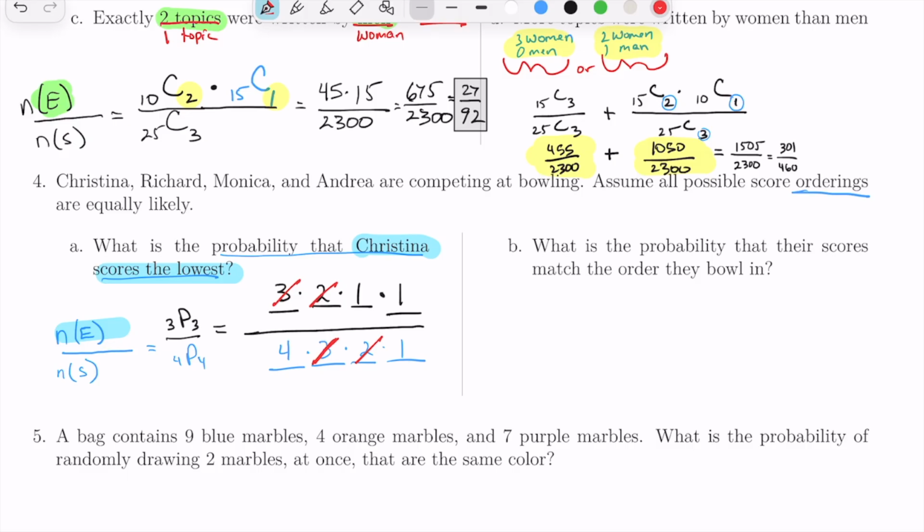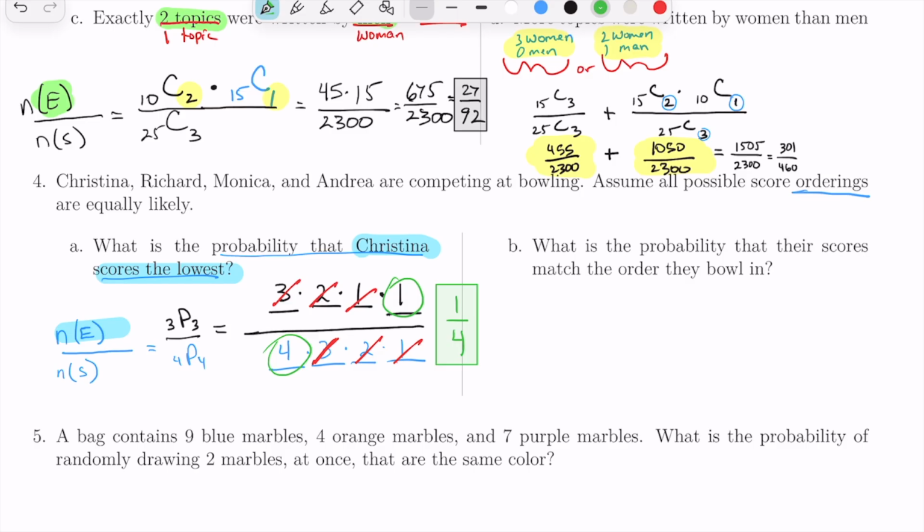2 divided by 2 is 1. 1 divided by 1 is 1. And you can see that what we're left with is 1 in the top and 4 in the bottom, or 1/4, just like we said a little bit ago. So that's a little more detailed reason as to why it's just 1/4. What's the probability that their scores match the order that they bowl in?